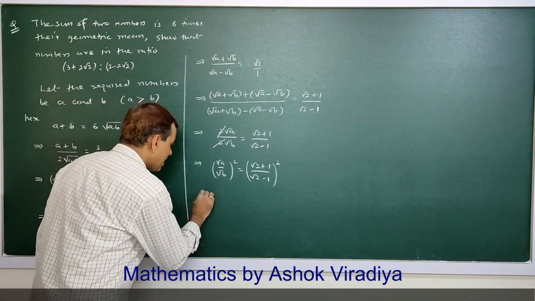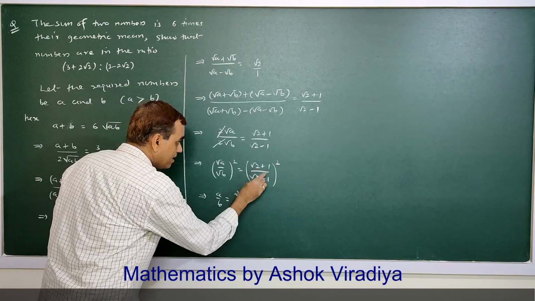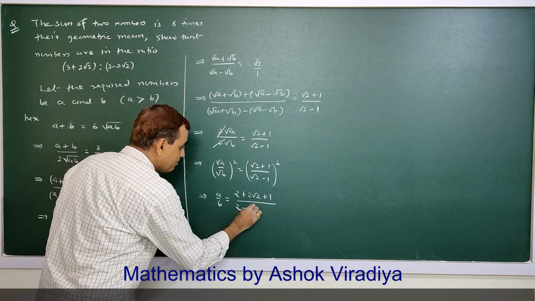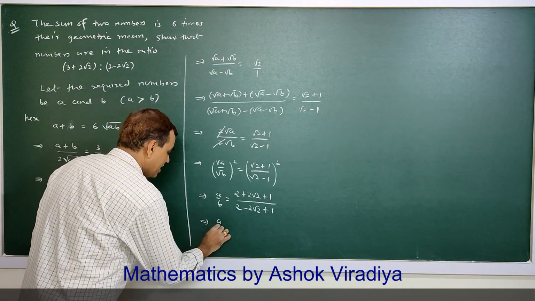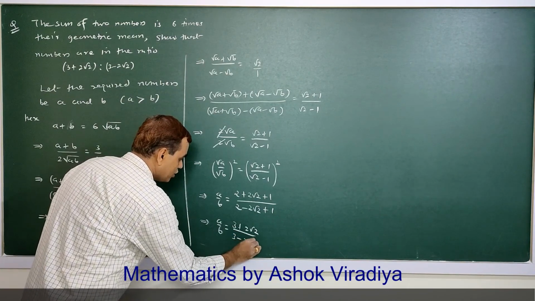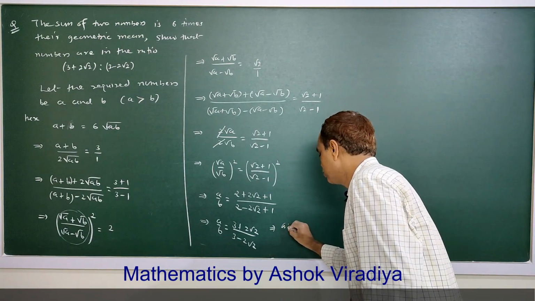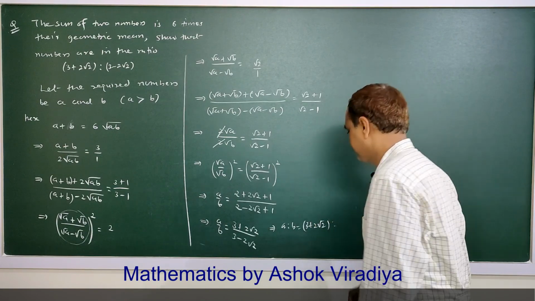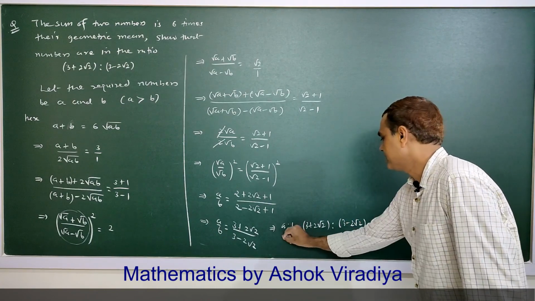So that is A by B. Now expanding this, 2 plus middle term 2 root 2 plus 1, upon 2 minus middle term 2 root 2 plus 1. So A by B is (3 plus 2 root 2) upon (3 minus 2 root 2). So we have done. A is to B is 3 plus 2 root 2 is to 3 minus 2 root 2. So this is the required ratio.